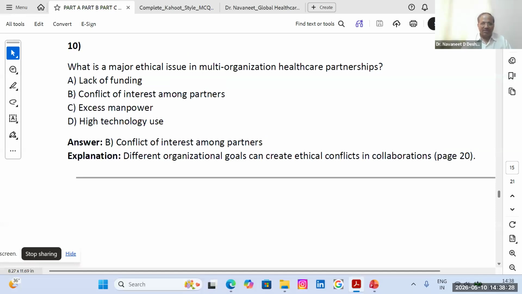Tenth, what is a major ethical issue in multi-organizational healthcare partnerships? A. Lack of funding. B. Conflict of interest among partners. C. Excess manpower. D. High technology value. The correct answer is B. Conflict of interest among partners. Different organizational goals can create ethical conflicts in collaboration. So, conflict of interest among partners is a major ethical issue. So, B is the correct answer.